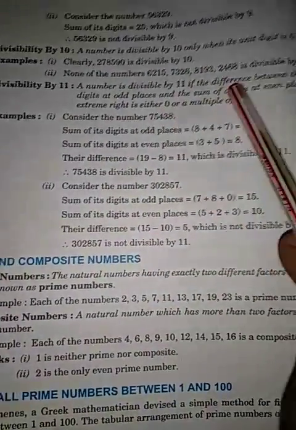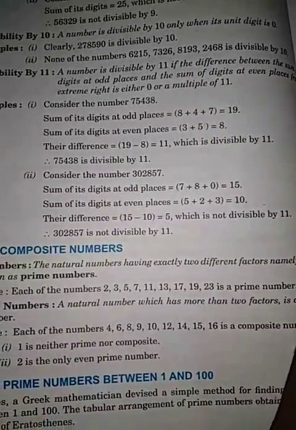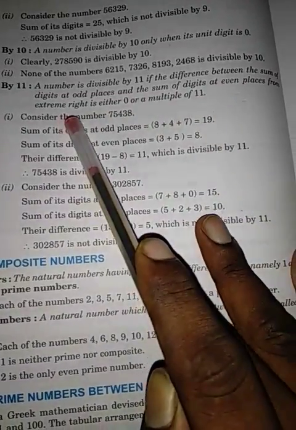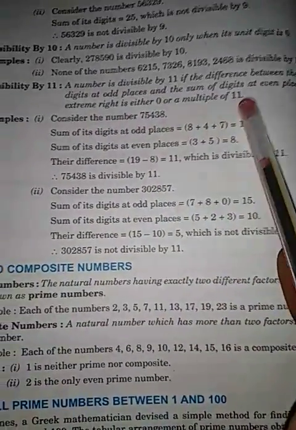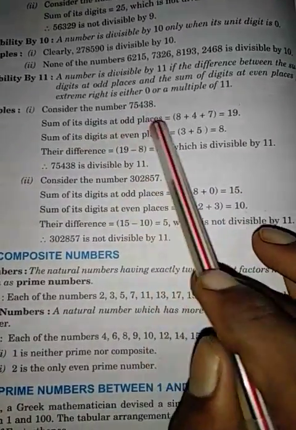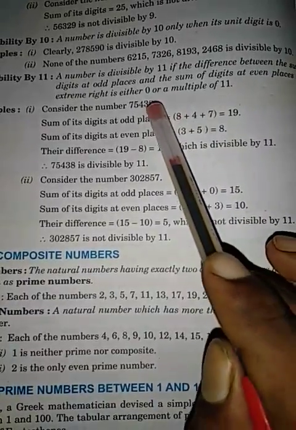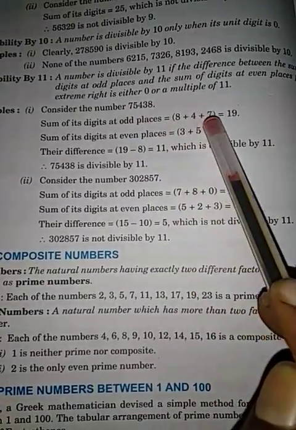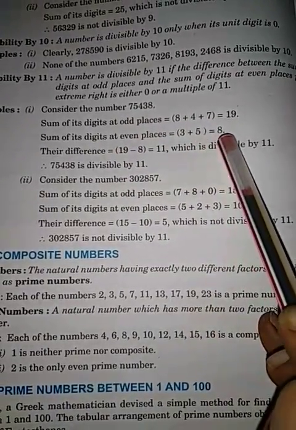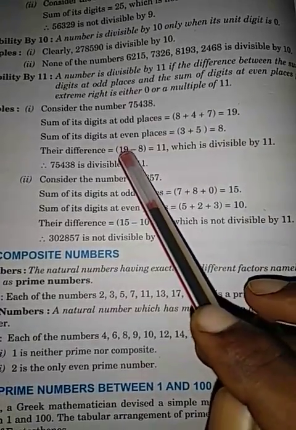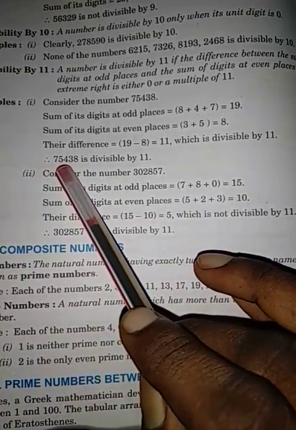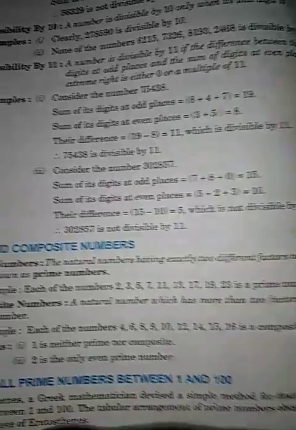Divisibility by 11. A number is divisible by 11 if the difference between the sum of the digits at odd places and the sum of the digits at even places from the extreme right is either 0 or a multiple of 11. Consider the number 75,438. Now the sum of digits at odd places from the right: 8, 4 and 7, that is 19. Now the sum of digits at even places, 3 plus 5, is equal to 8. So 19 minus 8 is equal to 11, which is divisible by 11. So 75,438 is divisible by 11.